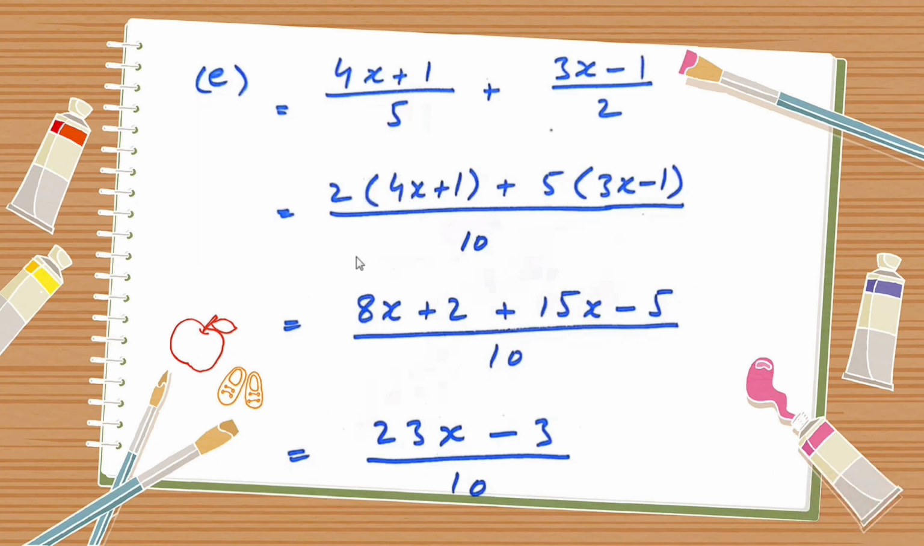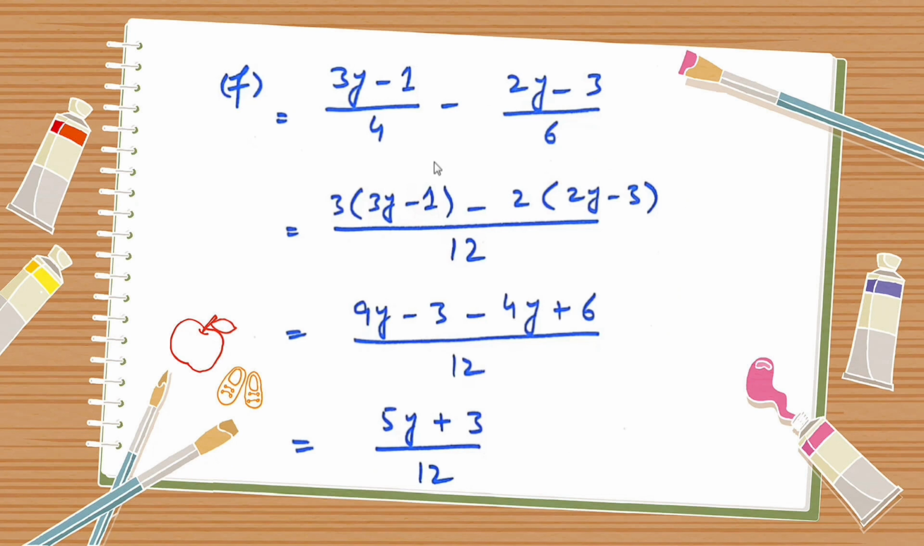So 4 into 2 is 8x plus 2 1s are 2, and 5 into 3x is 15x, plus minus is minus, and 5 1s are 5. After solving it we have to see the similar type of variables, that are 8x and 15x, and both of them are carrying the positive sign, so we have to add these numbers. 15x and 8x is 23x, plus minus is minus, and again we have to subtract 2 from the 5 to get answer 3, and in this case the negative sign will be carried with this answer because the bigger number was 5 and it was carrying the negative sign. So 23x minus 3 divided by 10.